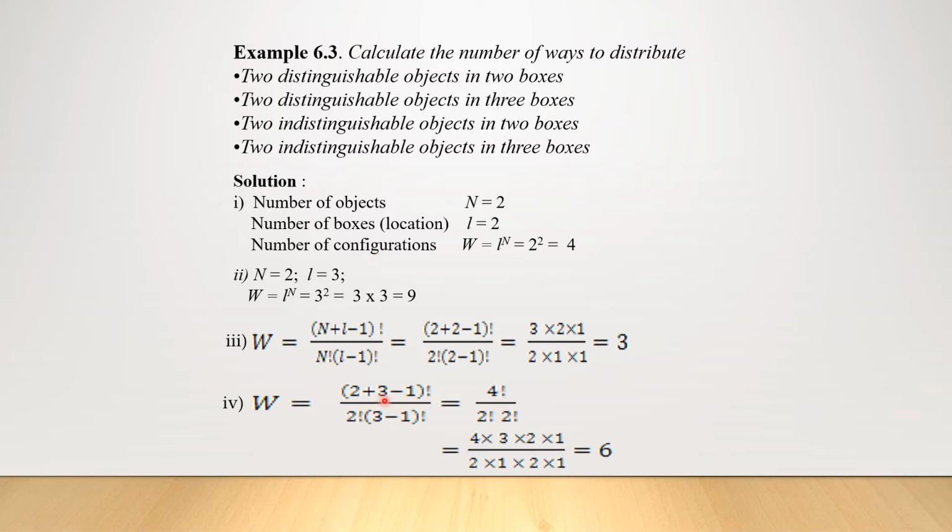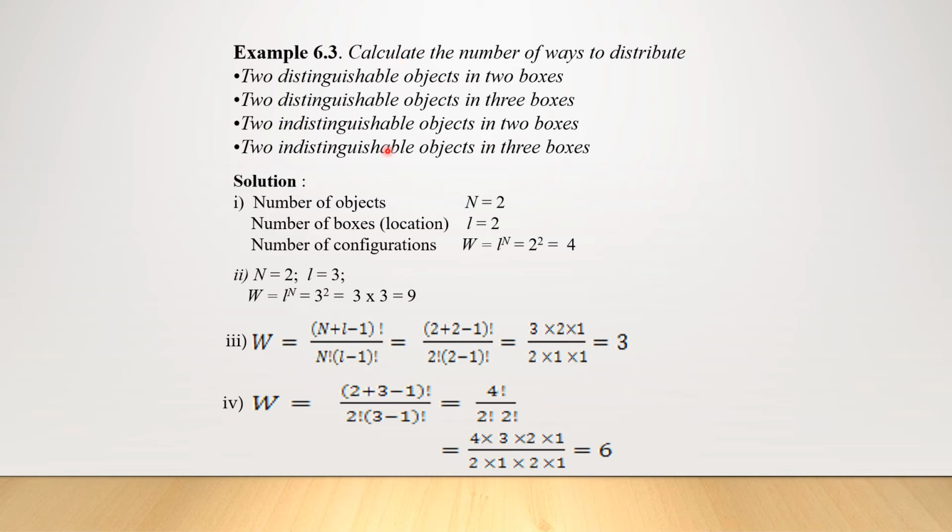The answer is (2 plus 3, that is 5, minus 1), so that is 4 factorial divided by 2 factorial into (3 minus 1) factorial, that is 2 factorial. Now 4 factorial means 4 into 3 into 2 into 1. 2 factorial means 2 into 1. Again 2 factorial means 2 into 1. So if you solve this, the number of ways to distribute comes out to be 6. So there are 6 ways to distribute 2 indistinguishable objects in 3 boxes.